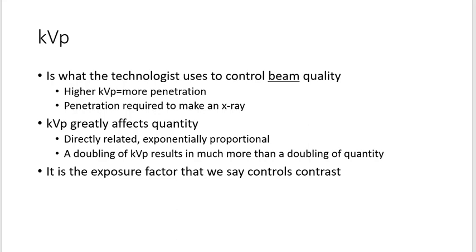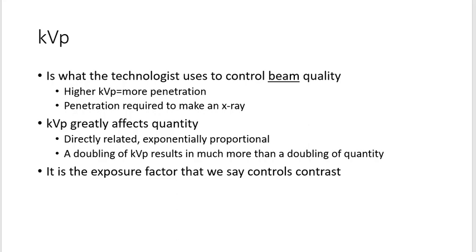It is the exposure factor that we say controls contrast, and that comes with a caveat. It doesn't control contrast all that much anymore. The computer algorithm is what controls your contrast more than any other thing. But kVp is still testable on the registry as being the exposure factor that you can use as a technologist to affect a change in contrast the most.